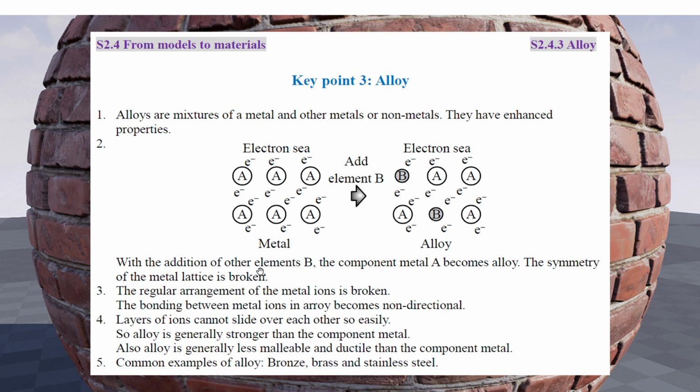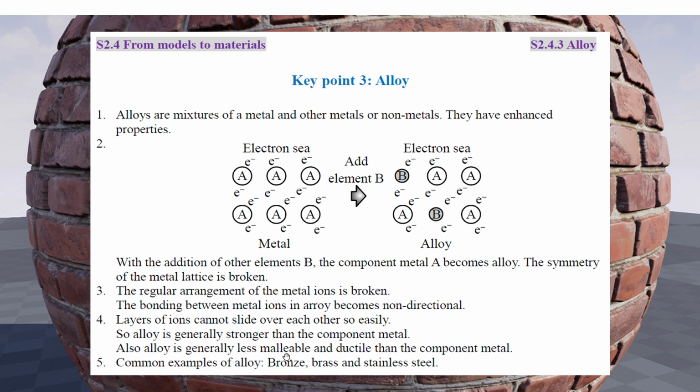So with the addition of other elements B, the metal A becomes an alloy. The symmetry of the metal lattice is broken. No more symmetry, so the layers can't slide over each other easily. The regular arrangement of metal ions is broken. The bonding between metal ions in the alloy becomes non-directional. So layers of ions cannot slide through each other so easily. So it's stronger than the original one.